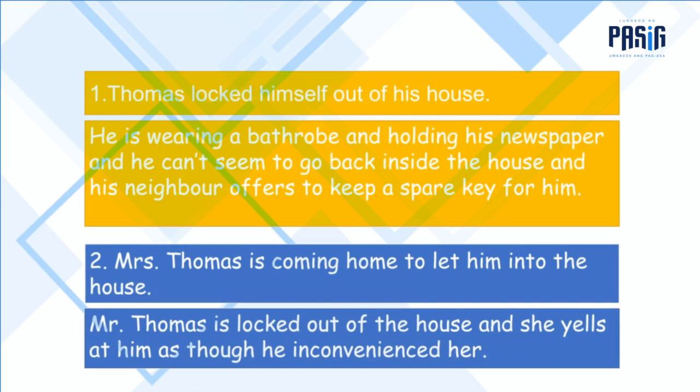Here are the answers. Number 1. Mr. Thomas locked himself out of his house. The proof is that he is wearing a bathrobe and holding his newspaper. He can't seem to go back inside the house, and his neighbor offers to keep a spare key for him. Number 2. Mrs. Thomas is coming home to let him into the house. The proof is that Mr. Thomas is locked out of the house and she yells at him as though he inconvenienced her.